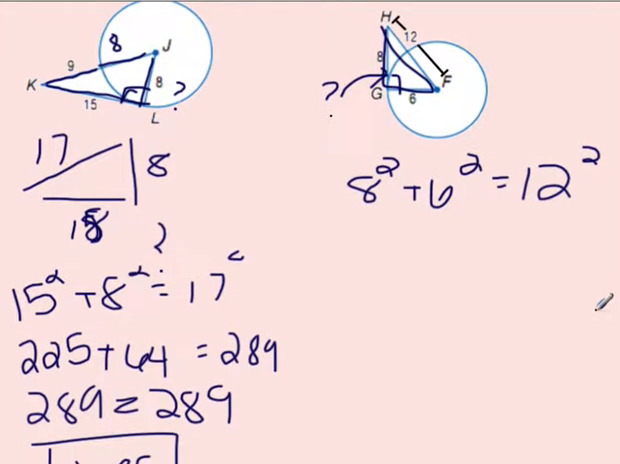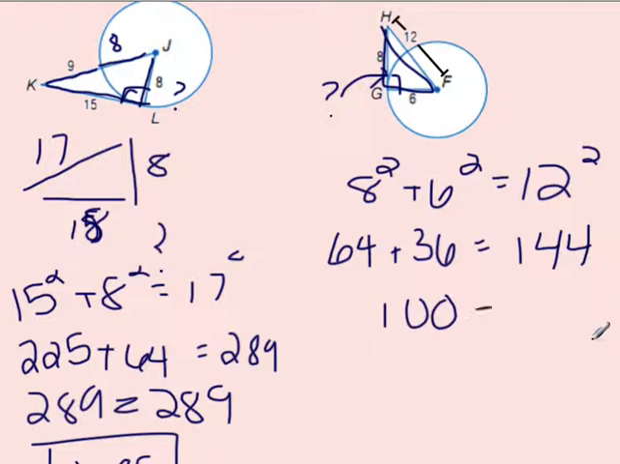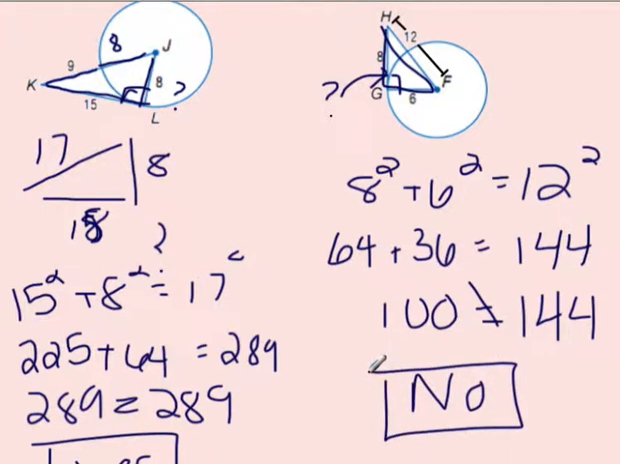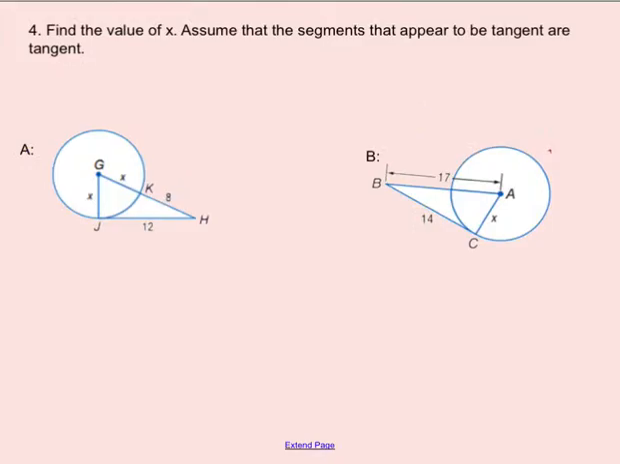So 8 squared plus 6 squared, so then you get 64 plus 36, which is equal to 144. Then I end up getting 100 is equal to 144. Well, is that true? No, that's not true. Okay, so no, it's not a point of tangency because that doesn't form a right angle, so GH cannot be tangent to that circle.